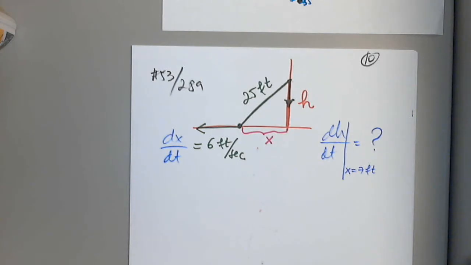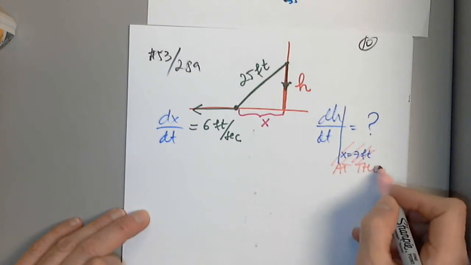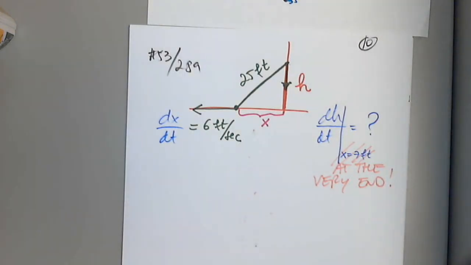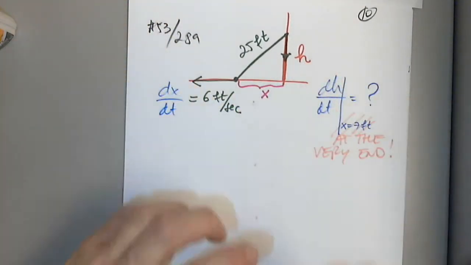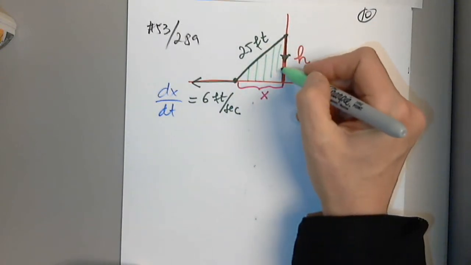This is the question. But remember, don't cross it out like that. I just want to make a point. At the very, very end we cannot use that till the final step. Why? Because I have to have a function for h, and I have to find dh over dt, and then I plug in whatever. So, what can we work with here? I need a relationship between these two.